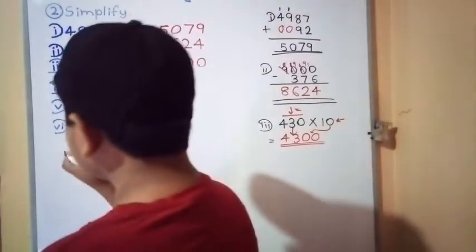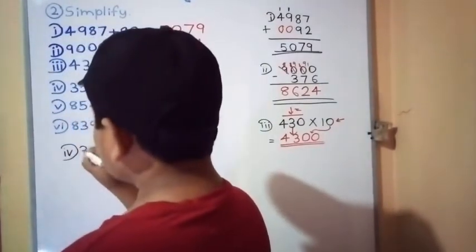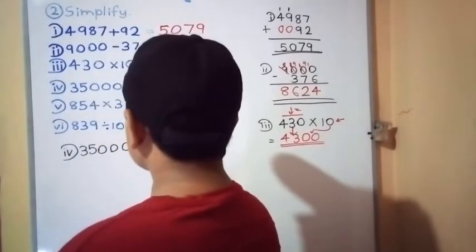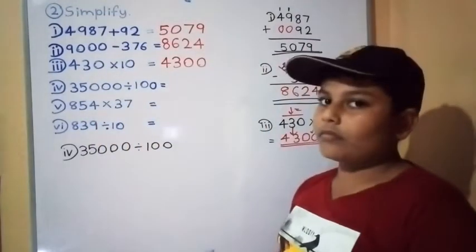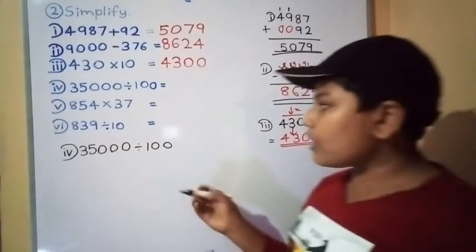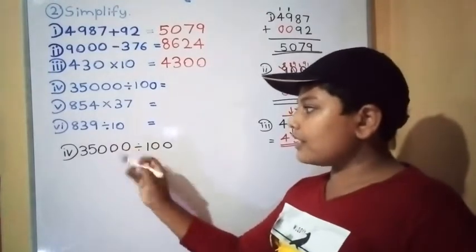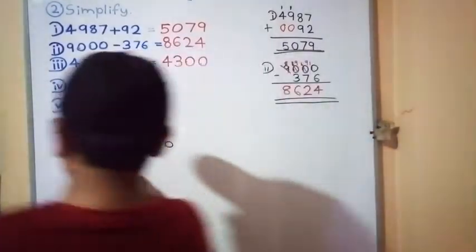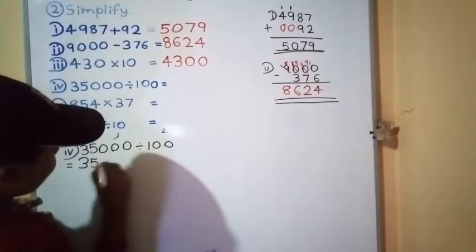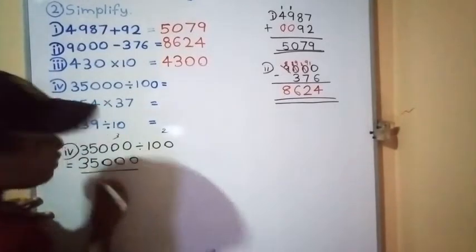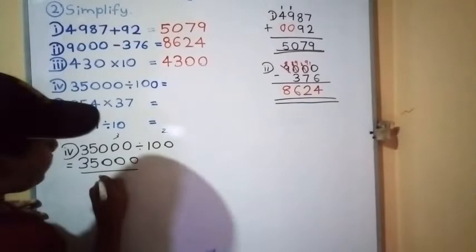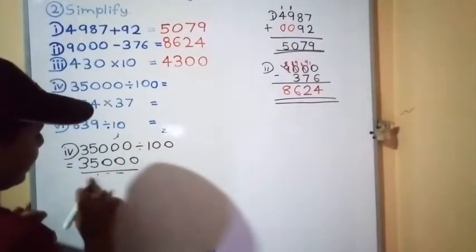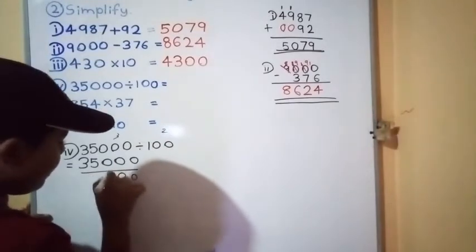In the fourth one, 35,000 divided by 100. The 35,000 has 3 zeros, and the 100 has 2 zeros. Now, you can get this like this. Now, you can't write the 100 in there. You want to write this correspondingly, right? 100 as 0, 0, 1 like this.